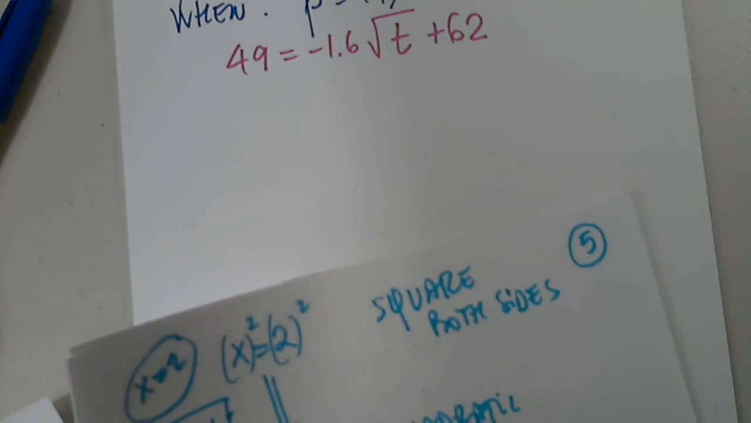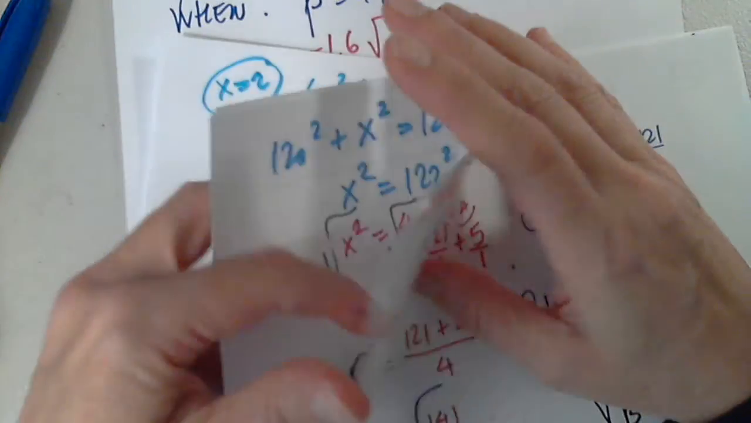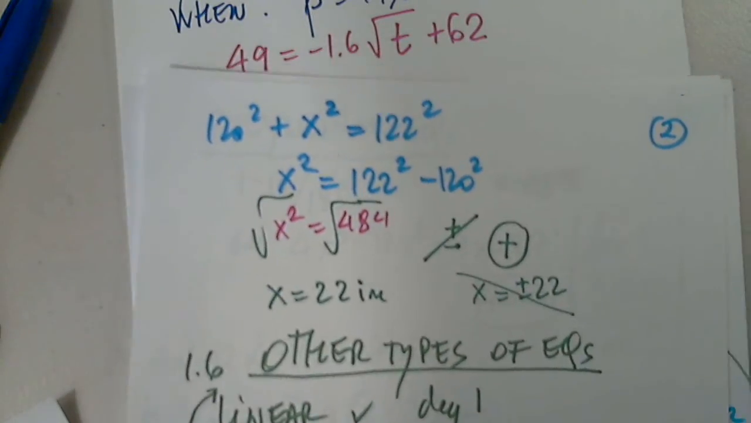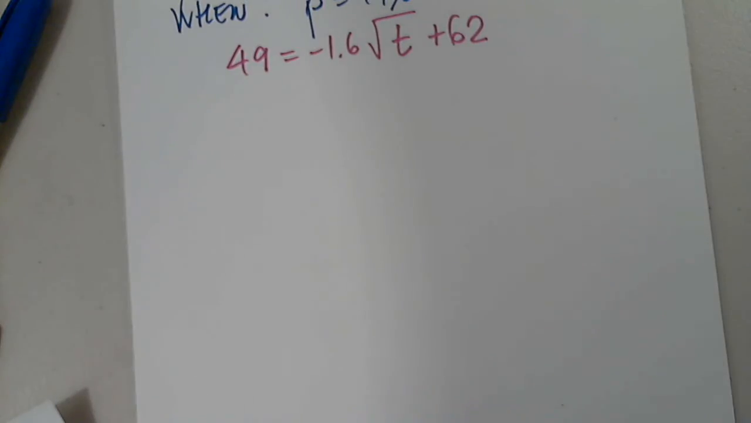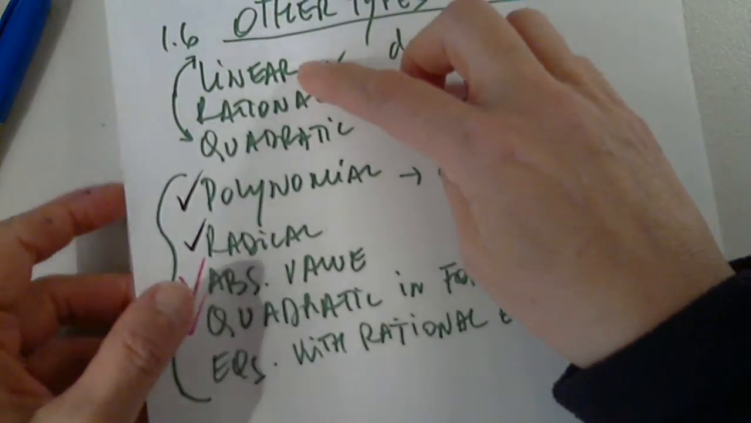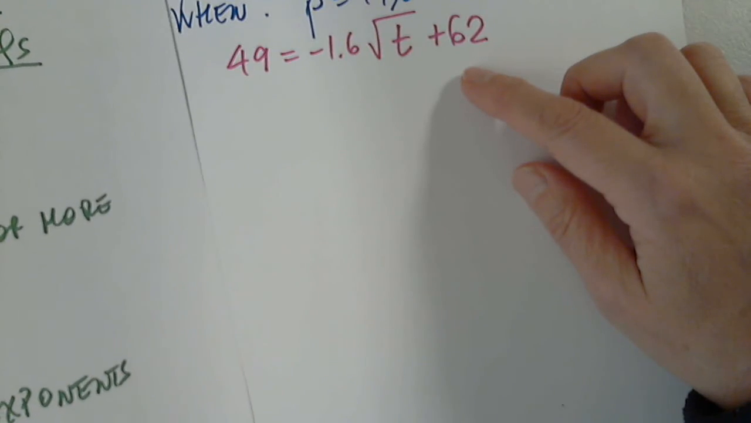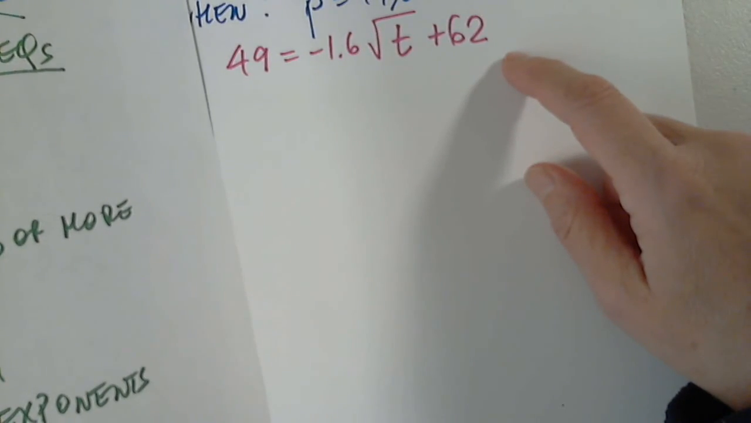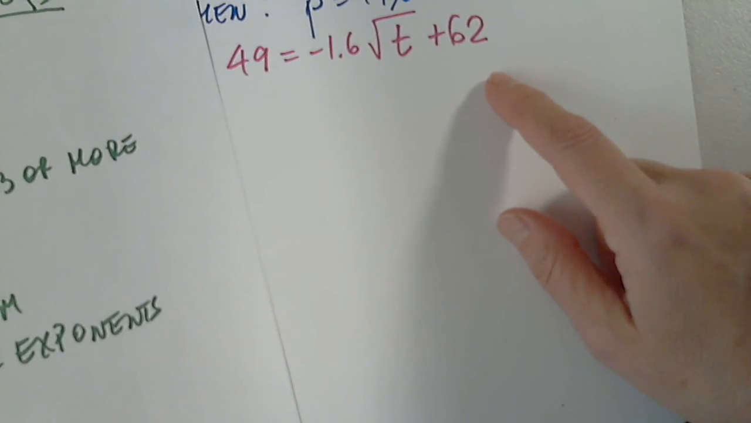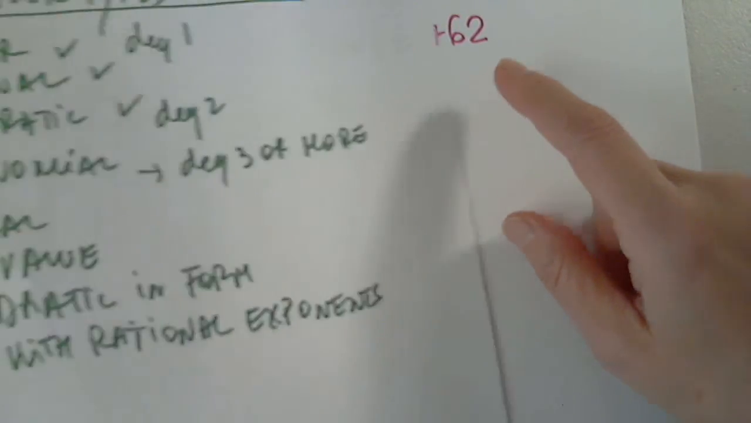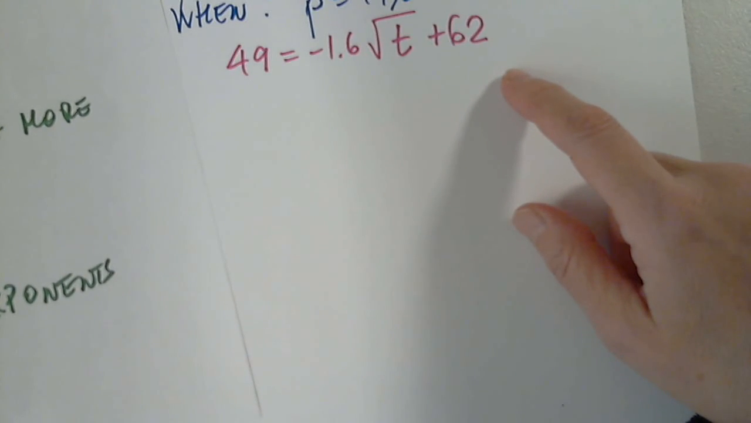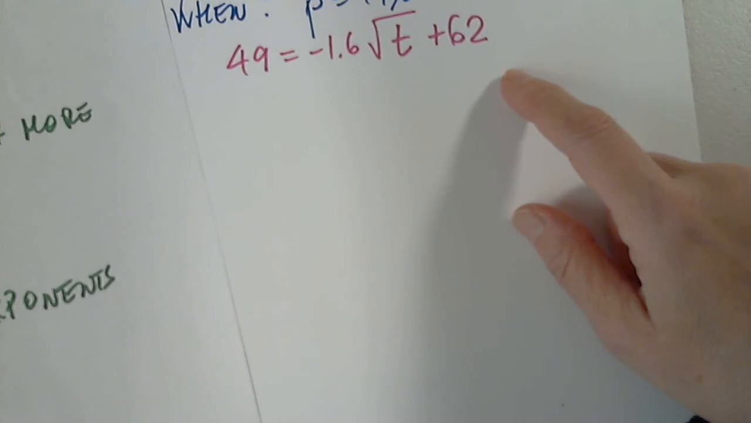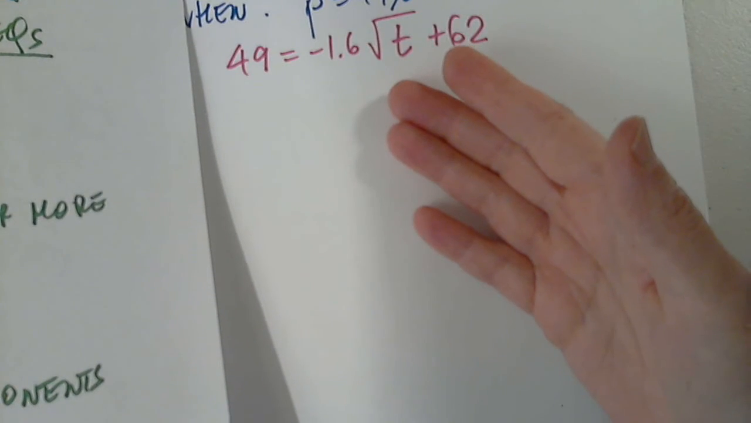That's not the page I want. This is the page I want, and I'm going to keep it. Okay. Is it linear? No. Is it rational? No. Is it quadratic? No. Is it polynomial? No, I don't think so. Is it radical? I don't think so, no. But it has a radical.